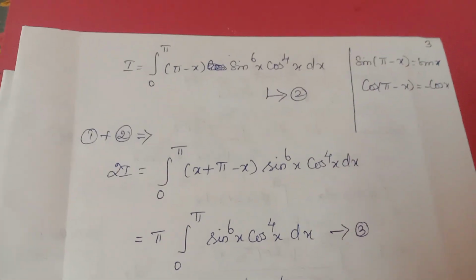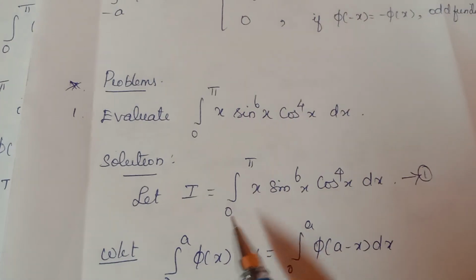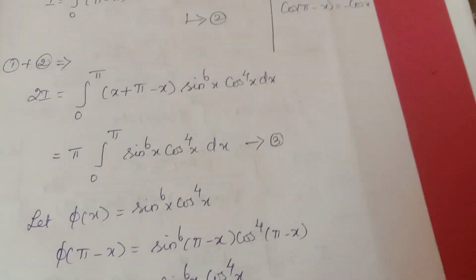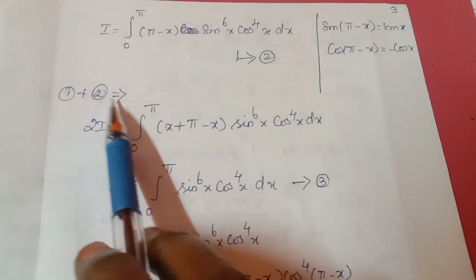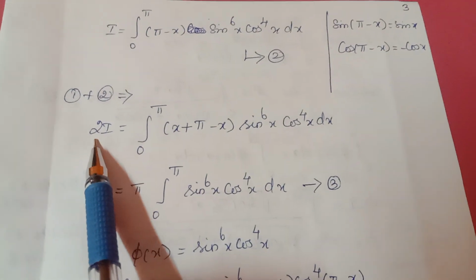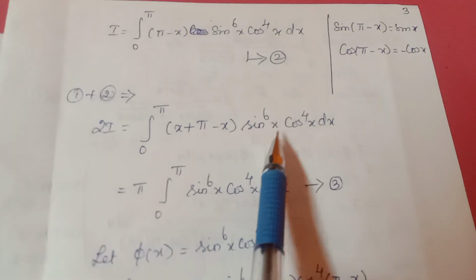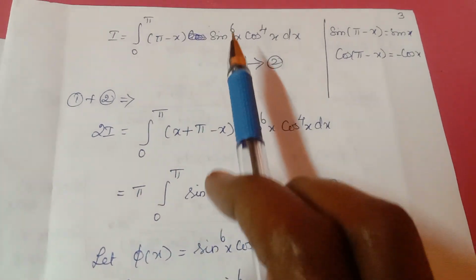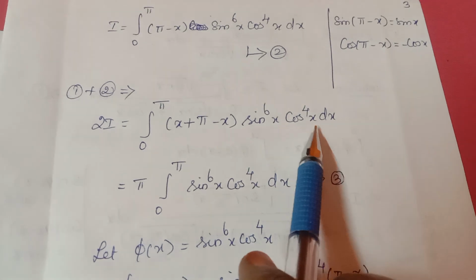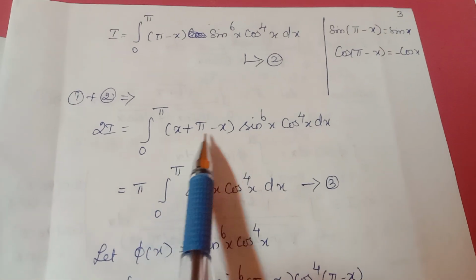Now I have taken the given question as equation number 1, and now this is equation number 2. Both are I only, the same integral. So let me add both the integrals 1 and 2. If I add 1 and 2, I get 2I is equal to this. Sine power 6 and cos power 4 are common for both the integrals, so I am taking them outside. Sine power 6x and cos power 4x, take them outside. So inside it will be x plus pi minus x.